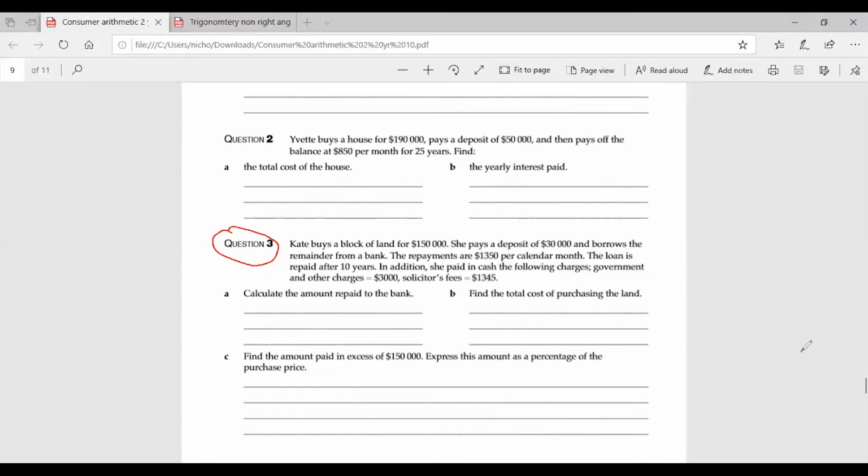I got 166,345. All right. So we have 1,350 times 120 plus 3,000 plus 1,345, and that equals to 166,000 and 345.